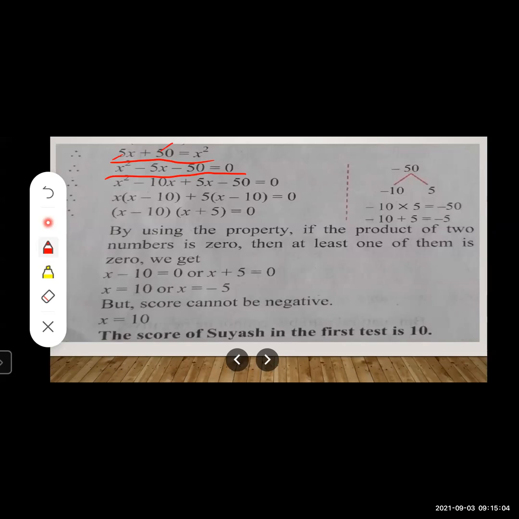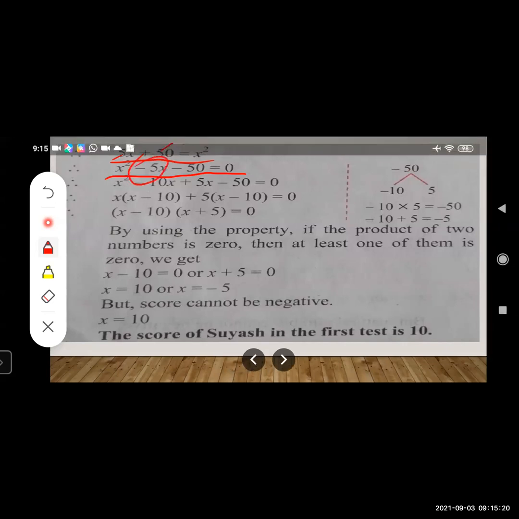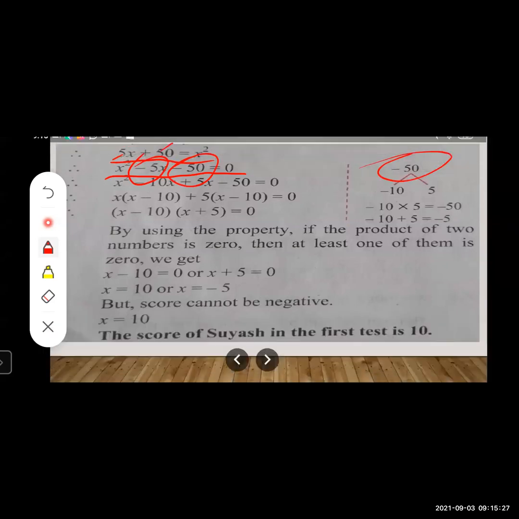Now, what will be your next step? You have to solve this quadratic equation by any method: by the formula method, the completing the square method, or the factorization method, right? First of all, concentrate on the middle term. What is the middle term? Minus 5. What is the last term? Minus 50. So let us take the last term, minus 50, and find the factors of minus 50 in such a way that the sum of these factors is the middle term, and when you multiply these factors, the product is the last term.